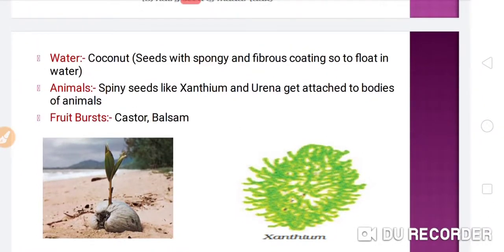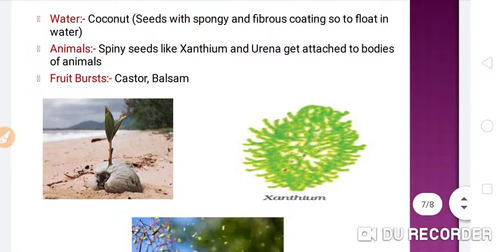Next, water. Coconut seeds have a spongy and fibrous coating so they can float in water. You can see here in the first figure, this is the coconut seed. Now animals. Through animals it is possible to disperse seeds. Spiny seeds like xanthium and urena get attached to the bodies of animals. They have spikes, and these spikes help them attach to the animal's body, through which they can travel a long distance.